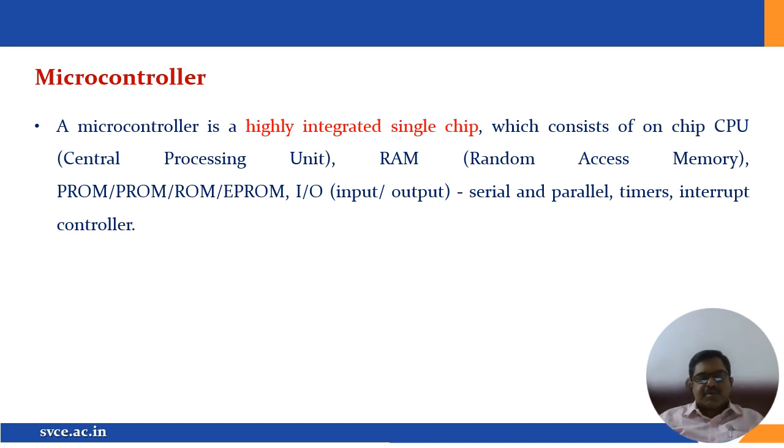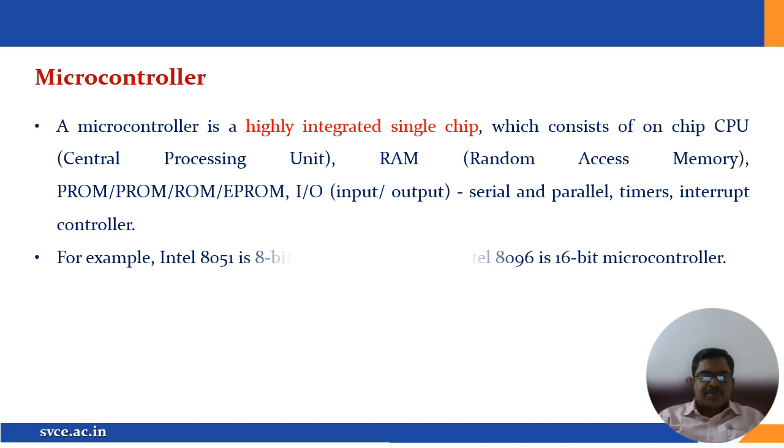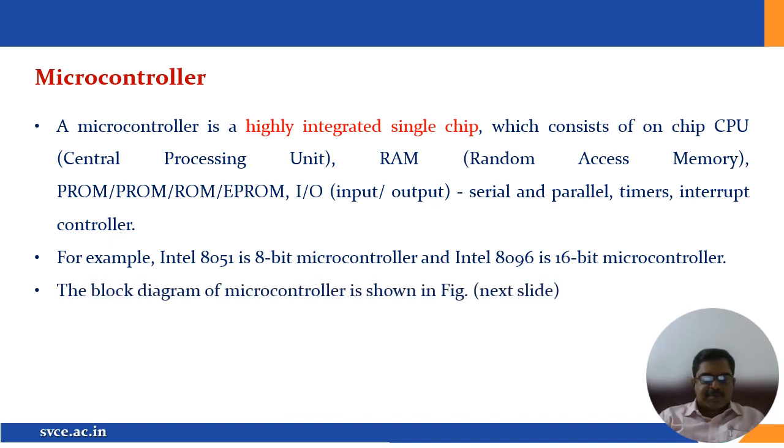On the other hand, if you see microcontroller, it is a very highly integrated single chip. It is a single chip only. It is also a 40 pin dual inline package. So on one side you will have 20 pins, on the other side you will have 20 more pins, which consists of the central processing unit, RAM, everything, right? Memory, different memory units, serial and parallel ports, timers, interrupt controller, everything is embedded in a single chip. That is why it is called a microcontroller. 8051 is an 8-bit microcontroller, and Intel 8096 is a 16-bit microcontroller. 8051 is a very popular and very basic type of microcontroller.